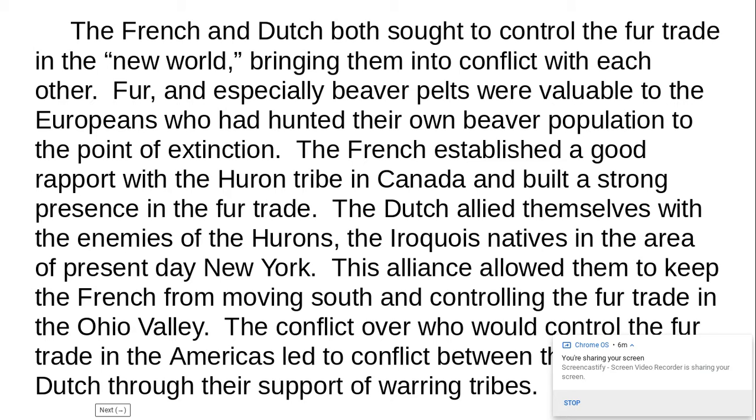present-day New York. This alliance allowed them to keep the French from moving south and controlling the fur trade in the Ohio Valley. The conflict over who would control the fur trade in the Americas led to conflict between the French and the Dutch through their support of warring tribes. Okay, think back to content, structure, and grammar, and think about how you would rate this answer.